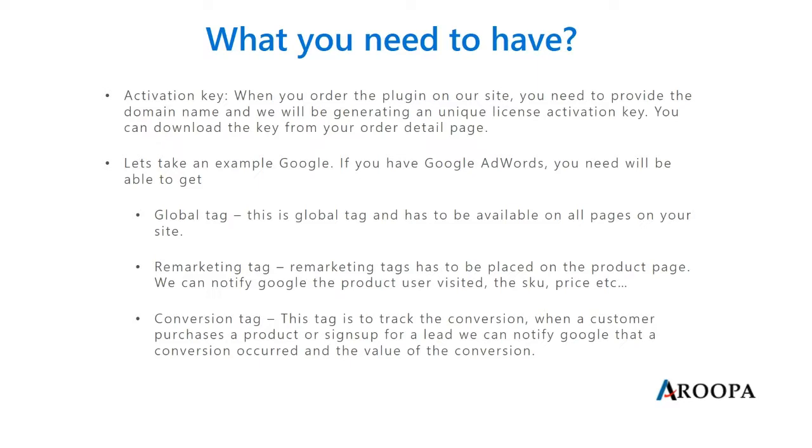Before we get into the actual implementation, you have to make sure you sign up with the chat script providers, Google Analytics or Google AdWords. Not all three are mandatory. If you just want a global script, you can use the global script. If you want only remarketing, use the remarketing alone. Analytics, Google AdWords or Bing Ads will give you the global tag that has to go into every page. Remarketing tags have to go to each individual product page, and conversion tags have to be placed on the thank you or order confirmation pages.